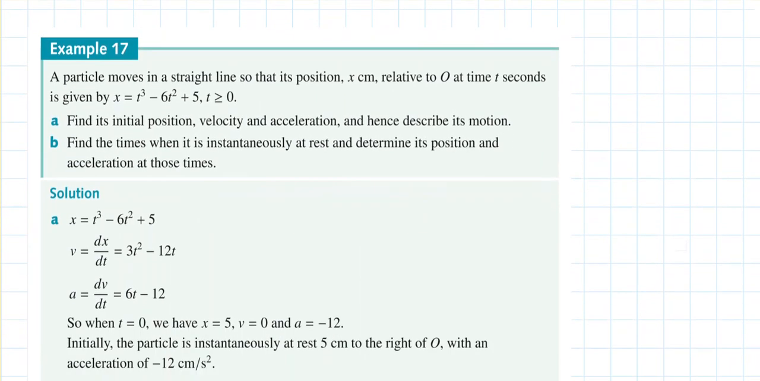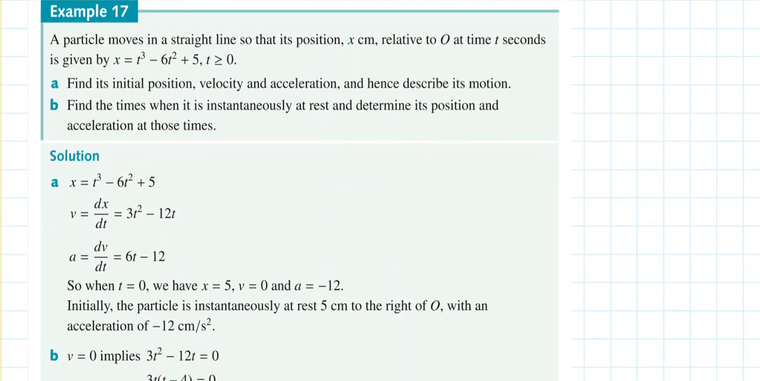Where can we use that now? Have a look at example 17. A particle moves in a straight line so that its position, x in centimeters, relative to the origin O at a time t in seconds is given by this equation. So x is t cubed minus 6t squared plus 5 for t greater than or equal to 0. We want to find the initial position of that particle, the velocity, the acceleration, and we want to describe its motion.